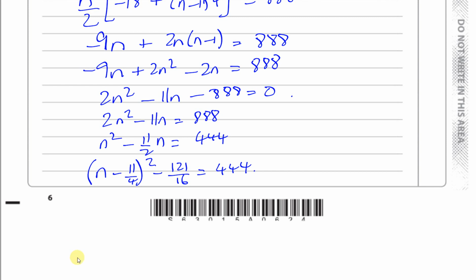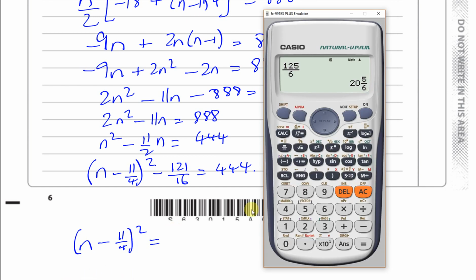So I have n minus 11 over 4 squared is equal to 444 plus 121 over 16. That gives me 7225 over 16.